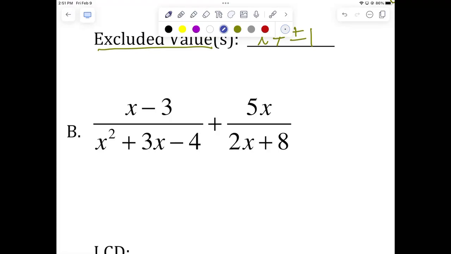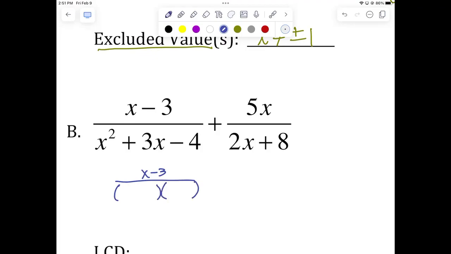I'll switch to blue here. X minus 3 is already factored. It's factored when we know it's a linear factor of the form mx plus b and there's no common factor. Now the bottom looks like it double bubbles, doesn't it? Leading coefficient is 1, so it'll be an x and an x. Factors of -4 that add up to +3. 4 and 1. Which one's positive? Which one's negative? 4 is positive, 1's negative. Very good. Plus 5x all over. It's already linear, but is there a common factor? 2. So I'll factor out the 2 and I get x plus 4.